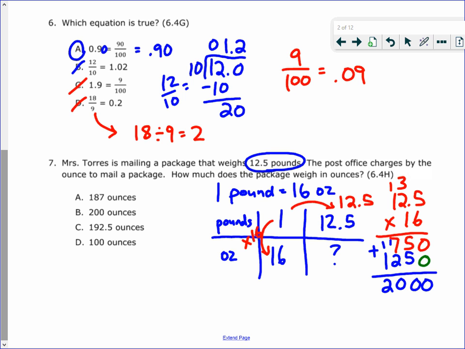And then finally, we need to add our decimal point. Remember, you look at how many place values are after the decimal point in our initial factors. And in this case, there's 1. So we're going to add 1 decimal point there. So our answer will be 200 ounces.